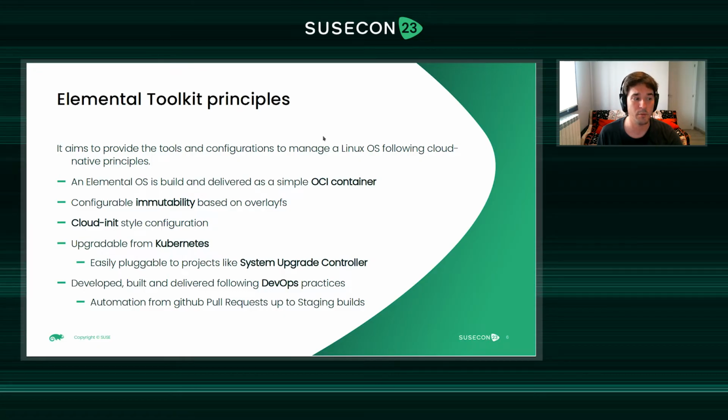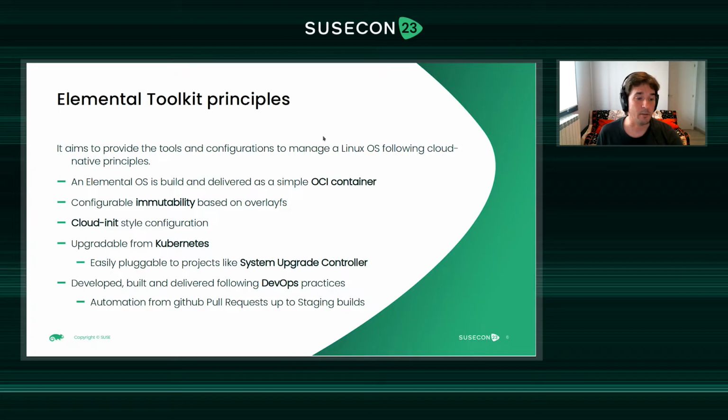Then another aspect that is relevant for the Elemental Toolkit is that the resulting OS needs to be upgradable from Kubernetes. So it has to be pluggable to projects like the System Upgrade Controller. For those who are not aware, the System Upgrade Controller is a Rancher project that allows running a privileged pod on nodes, capable of modifying the underlying host. So, from an Elemental point of view, we are using the System Upgrade Controller to run the Elemental OS as a container, as a pod, to actually dump itself to the underlying disk.